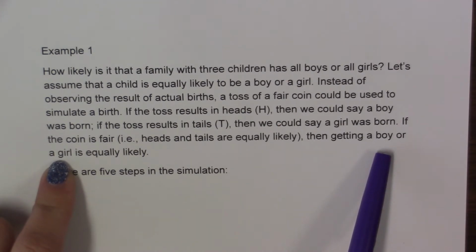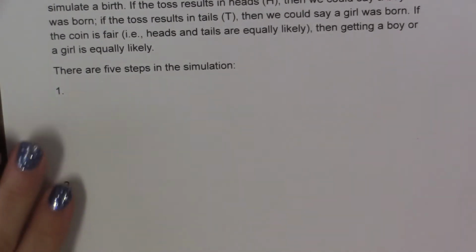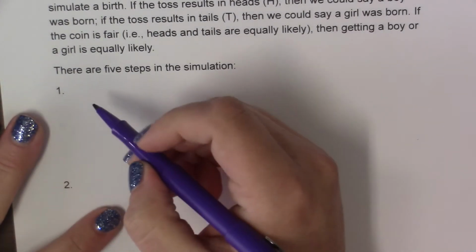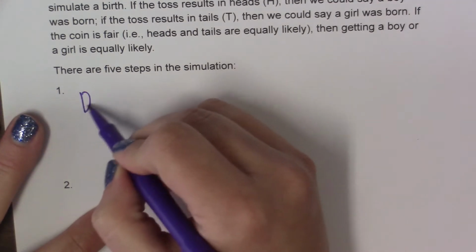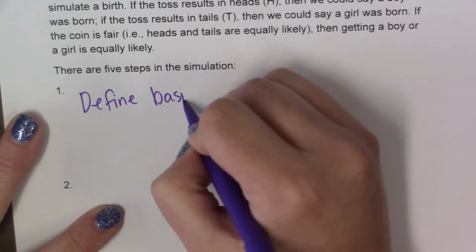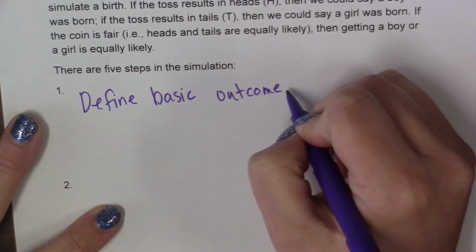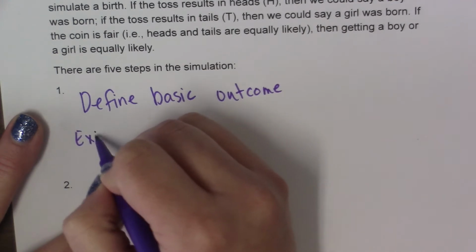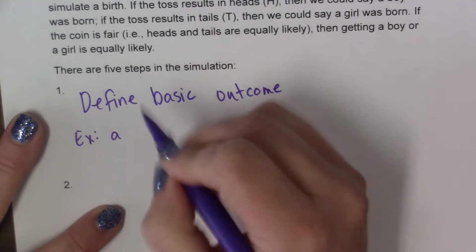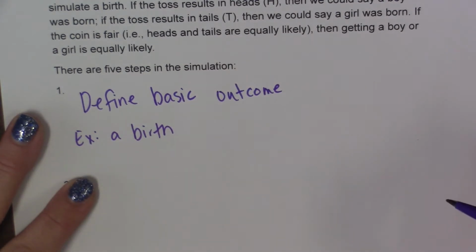So when we create a simulation, there are 5 steps that we need to keep in mind. So let's list out our 5 steps. Our first step is to define the basic outcome. This means, for example, in this problem, we're defining an outcome of a birth.